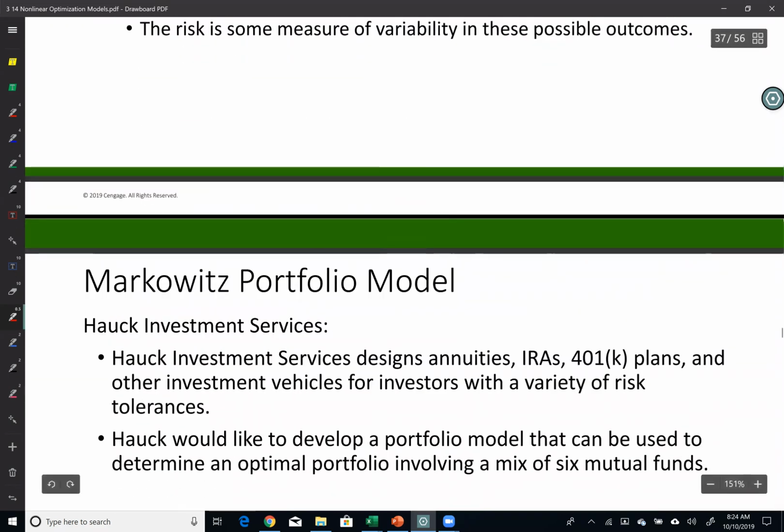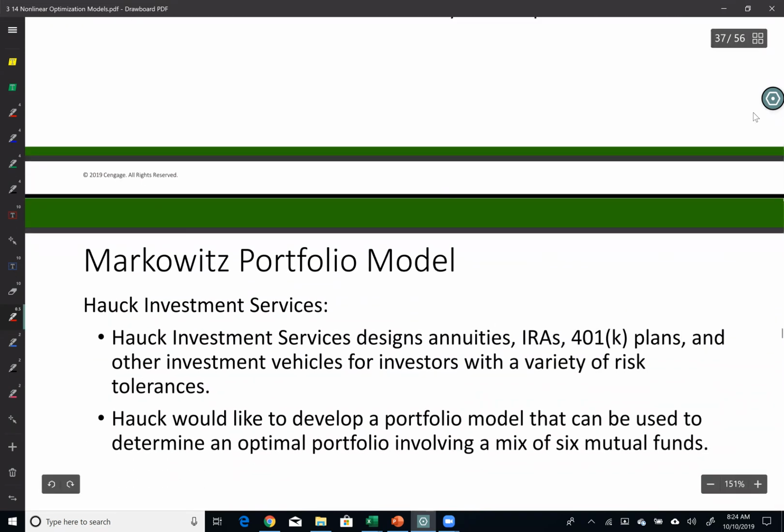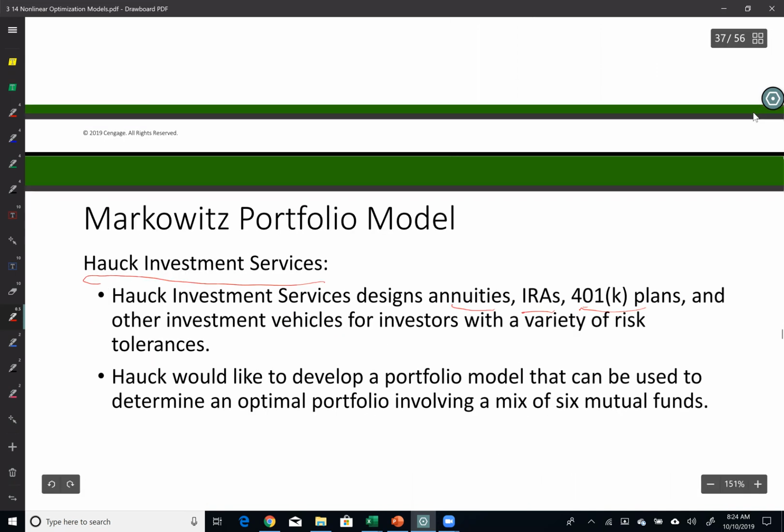So let's give an example here. Imagine an investment company, Hawk, and they design annuities, IRAs, 401k plans, and other investment vehicles. And this company would like to develop a portfolio model that can be used to determine an optimal portfolio mix for given return expectations.